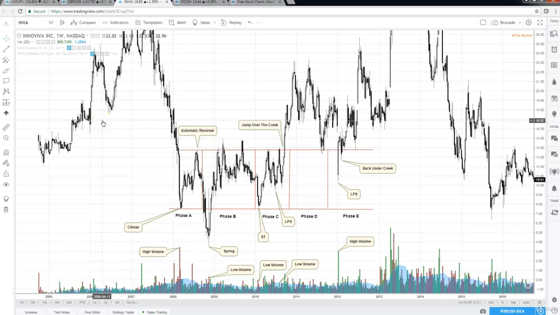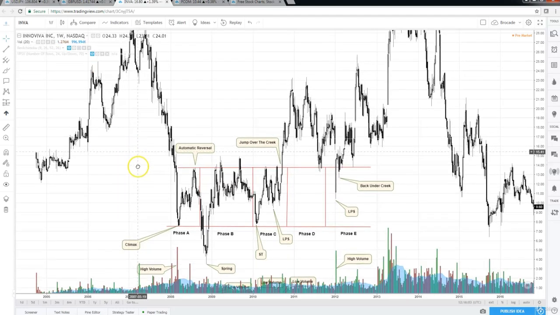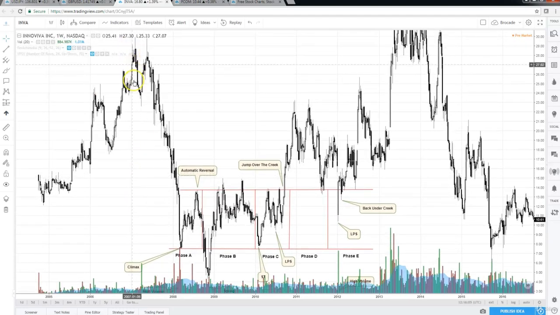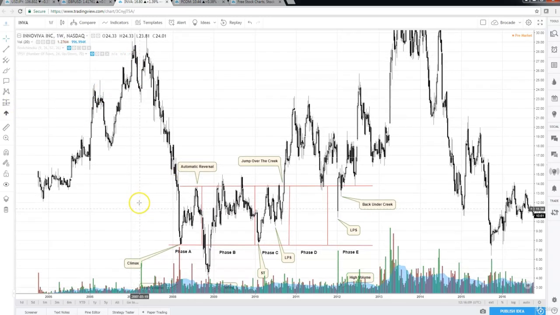Talking about some of those nuances, what I always like to do is respect Elliott wave theory. So I always try to establish very quickly a five-wave count just to make sure that I'm actually seeing the climax.